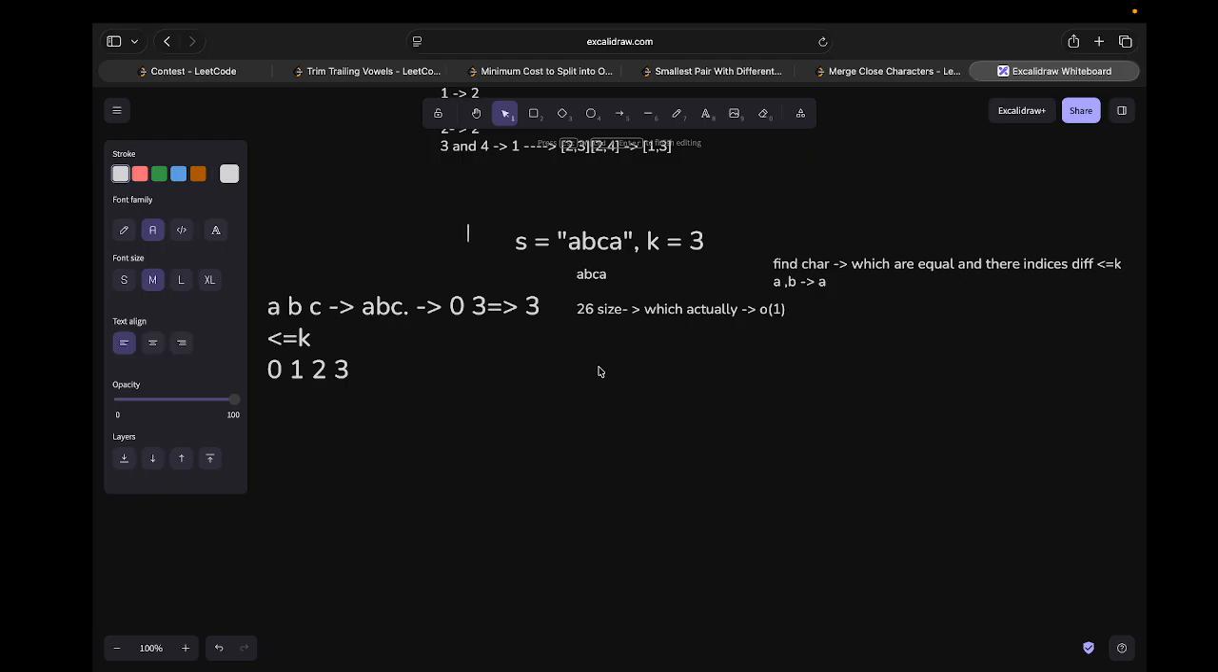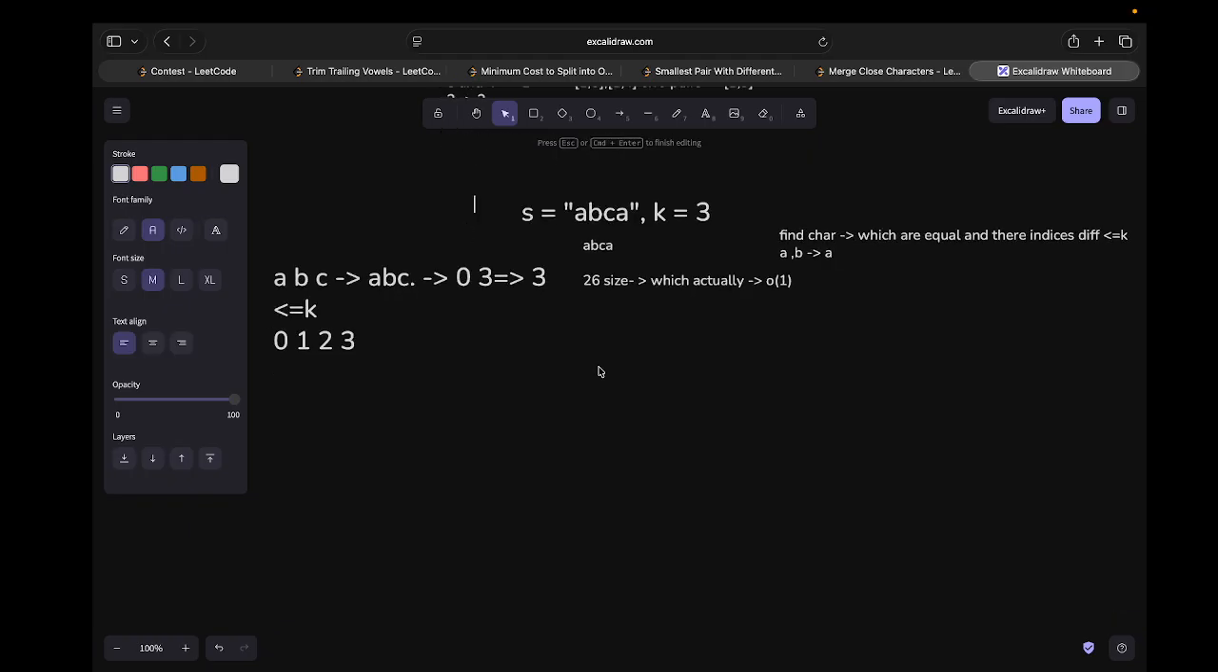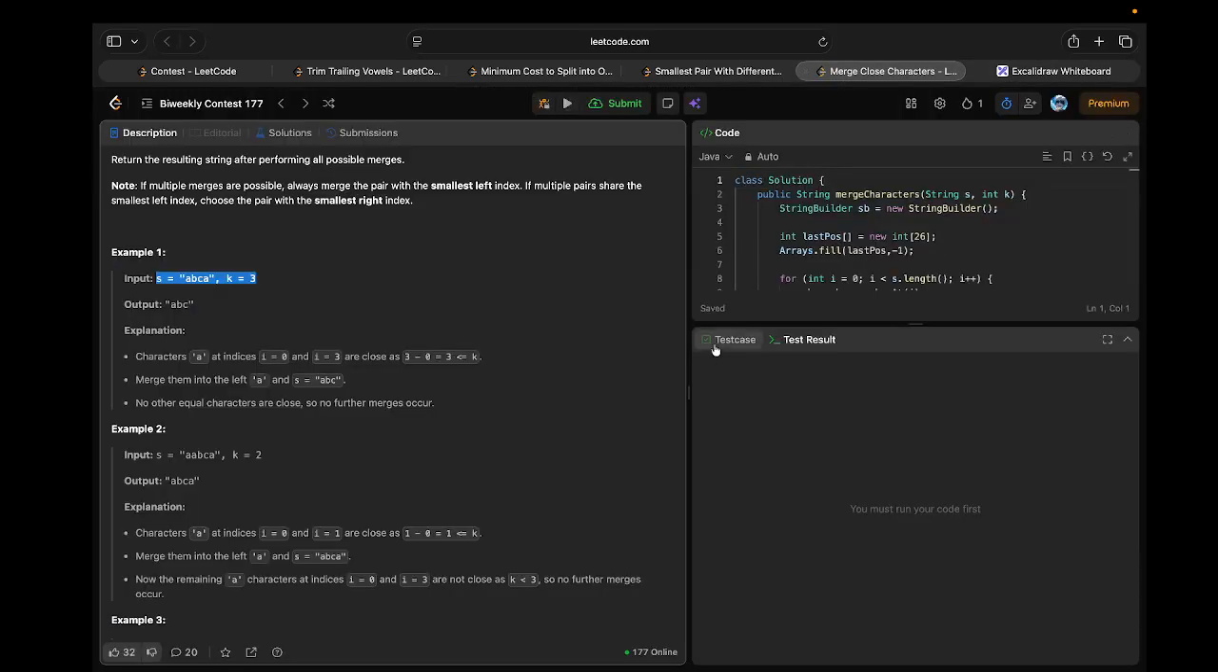It might be a little confusing for you, maybe you are not able to understand what I'm trying to say, but once you see the code, it will make a lot of sense, right? So let's see.